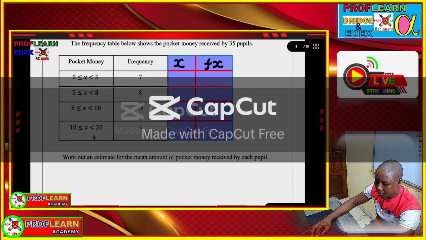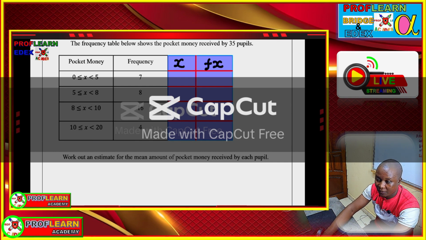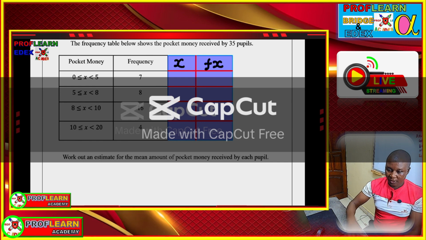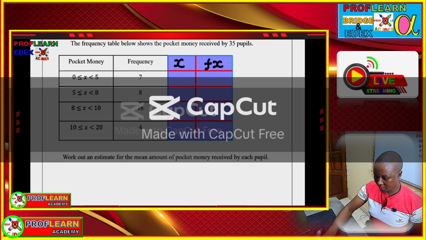Let's proceed to the next questions. In order to find the x column values, we say 0 plus 5 divided by 2, and that translates to 2.5. So I have to write that here.